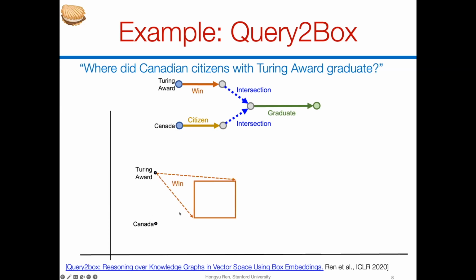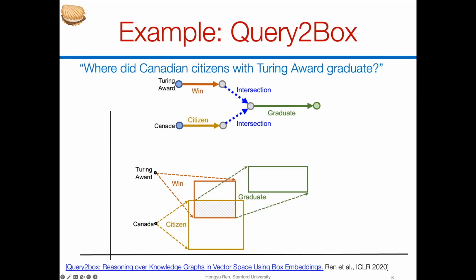And then we project this single point to a box based on the relation winner of and the relation citizen, following this query plan. And we achieve the box that represents this red box, which represents the Turing award winners, and the yellow box represents the Canadian citizens, right? And then we can take the intersection of the two boxes, which corresponds to taking the intersection of the two sets, right? And finally, we project the intersected box to the green box, which is the embedding of this whole query. And we hope that the answers to the query lie in the green box.